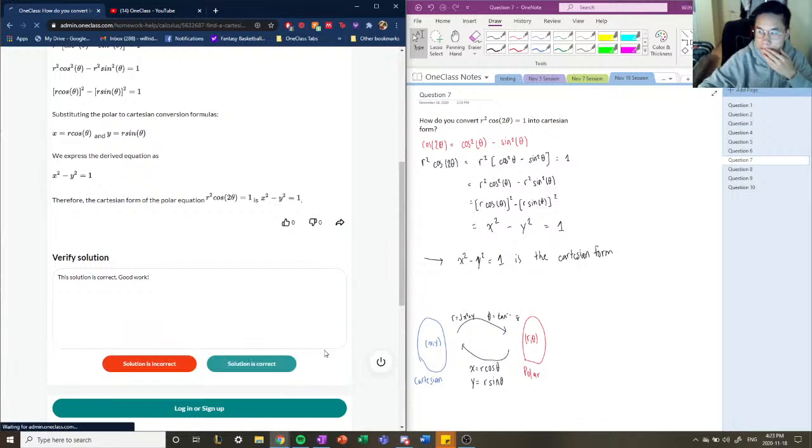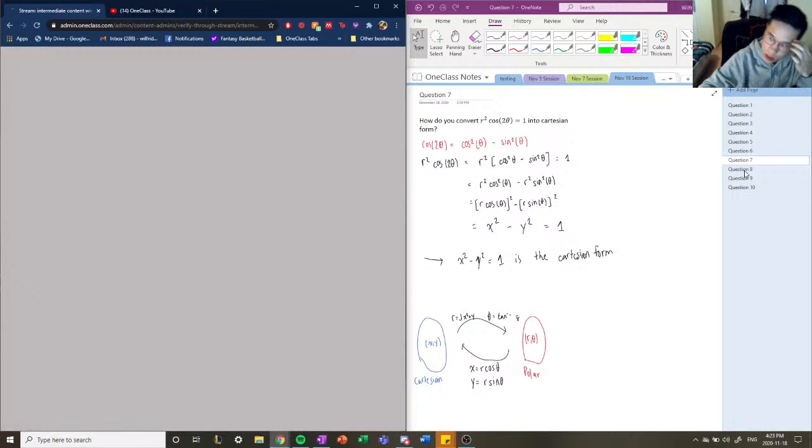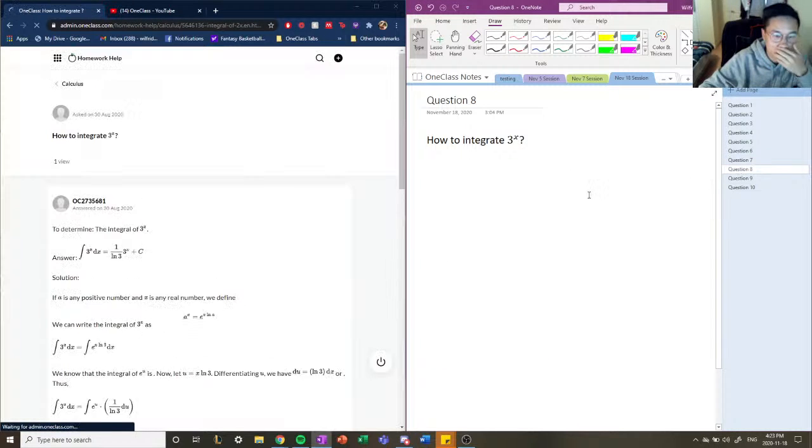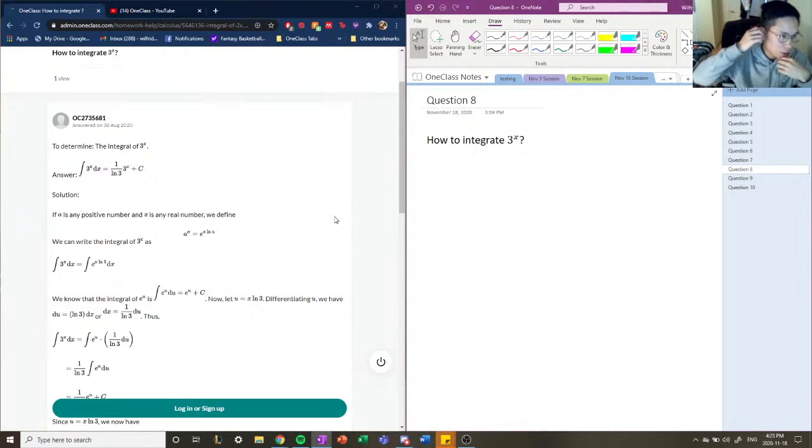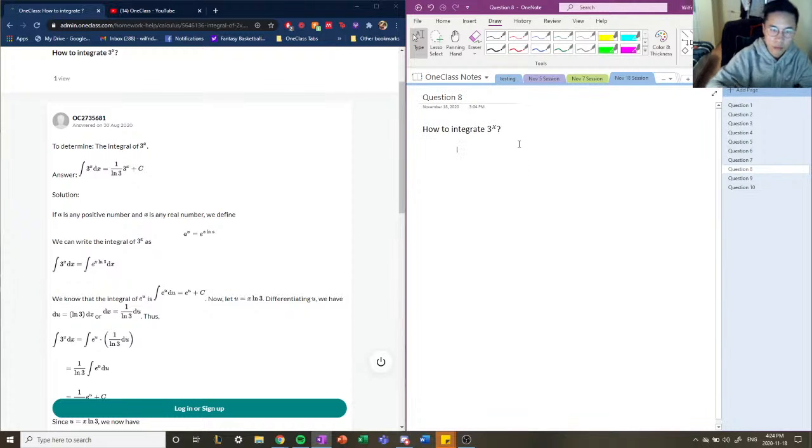Cool. All right. Question number 8. All right, so the question reads, how do you integrate 3 to the power of x? Okay. So before we even begin this problem, we have to recognize a simple fact here.